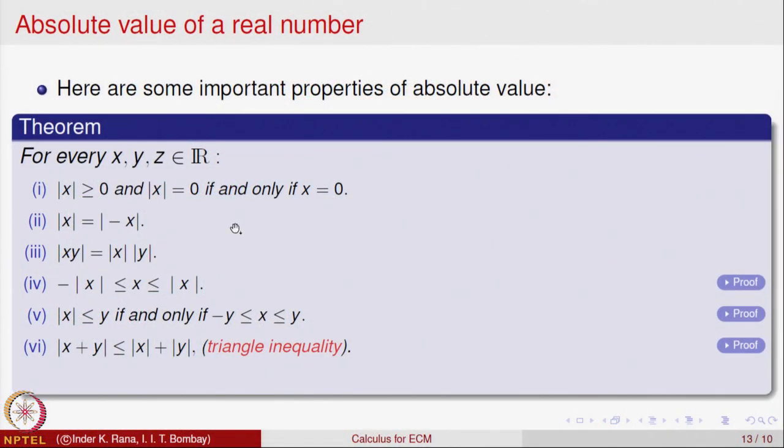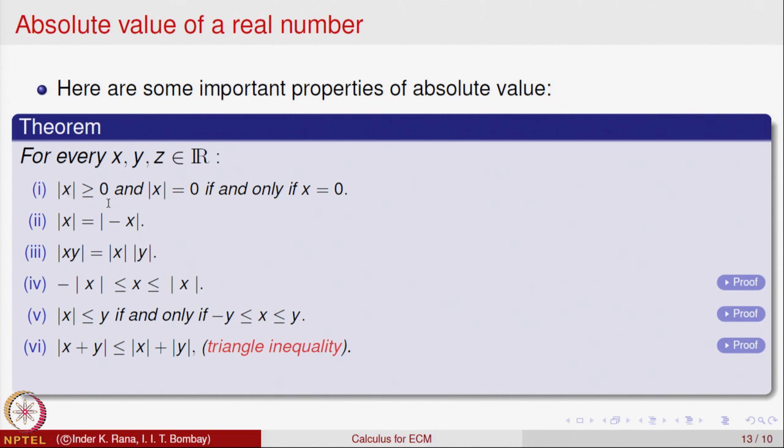So, these are the properties of absolute value that we will be using in our course. Let me repeat once again, for every real number x, we can associate a quantity called mod x, that is the distance, geometrically it is the distance of the point x from the origin on the number line.